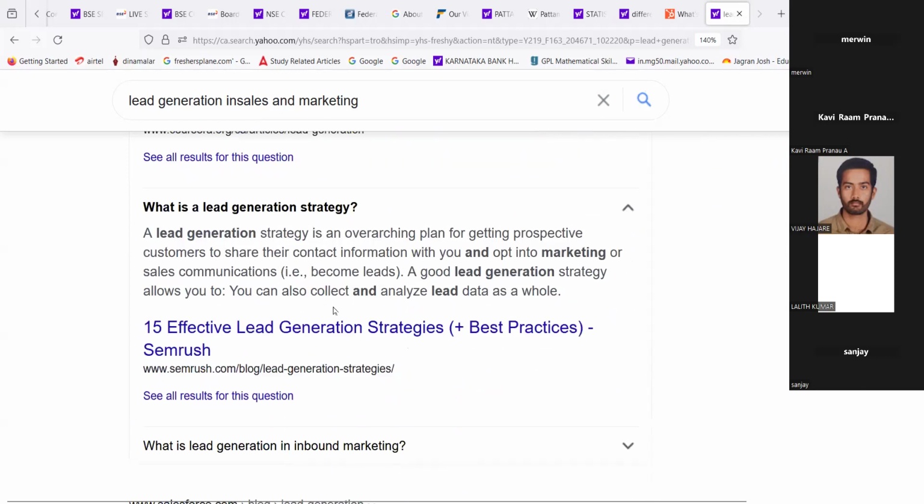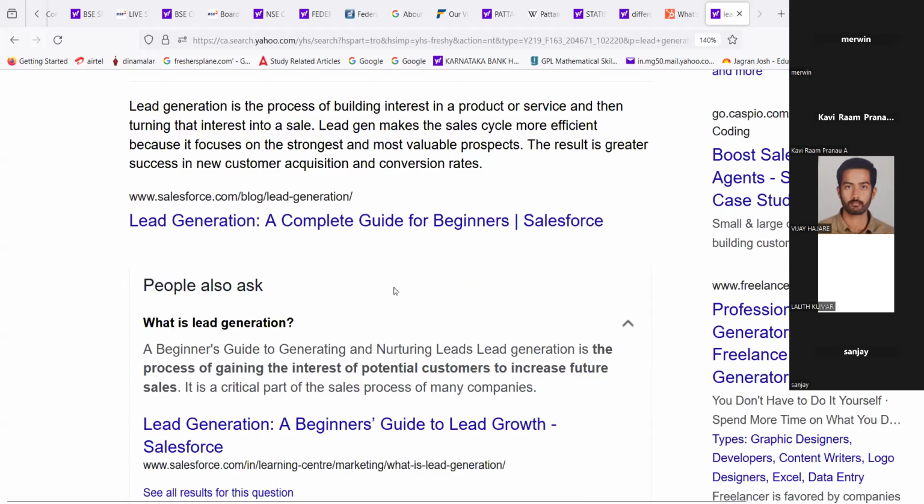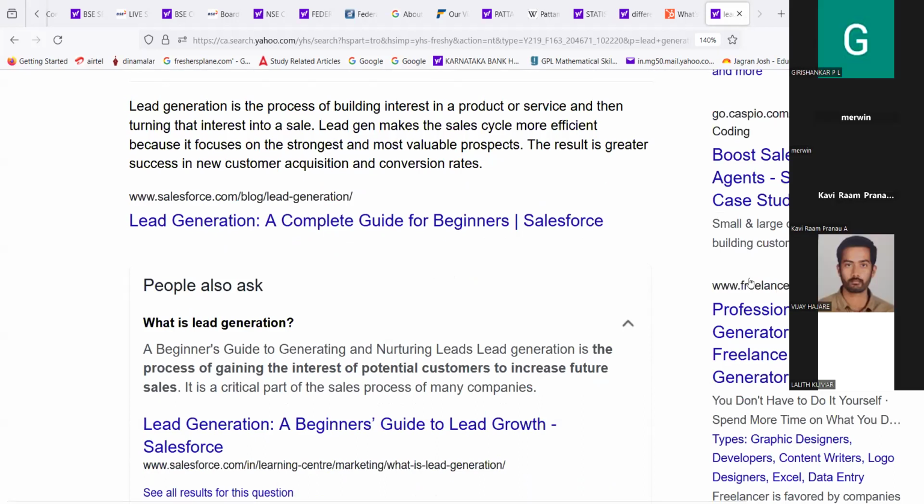What is a lead generation strategy? Again, repeating, it is an overarching plan for getting prospective customers to share their contact information with you and opt into marketing and sales communication. A good lead generation strategy allows you to also collect and analyze lead data as a whole. So this much will do for us because we are not doing any marketing program. So this much is sufficient.